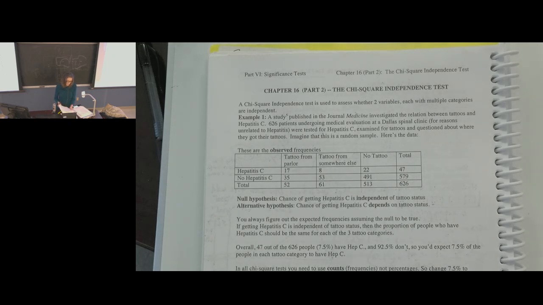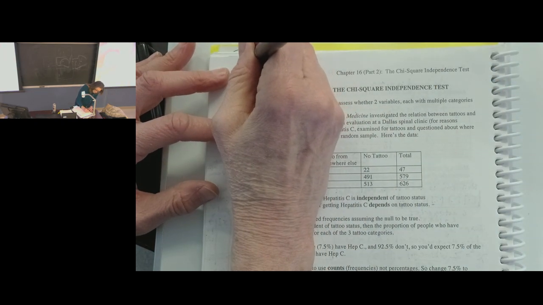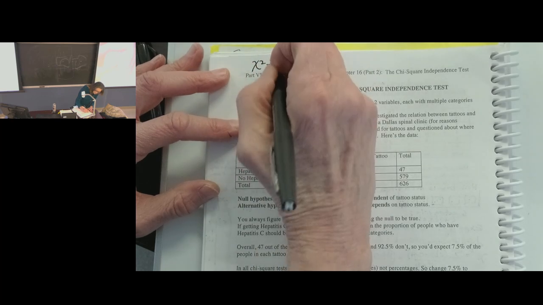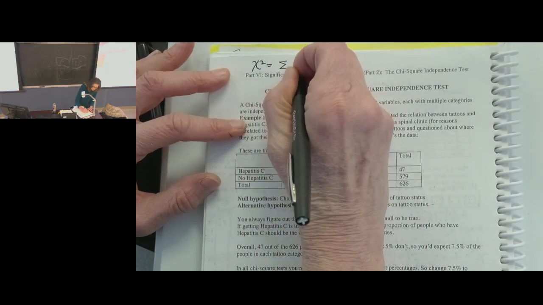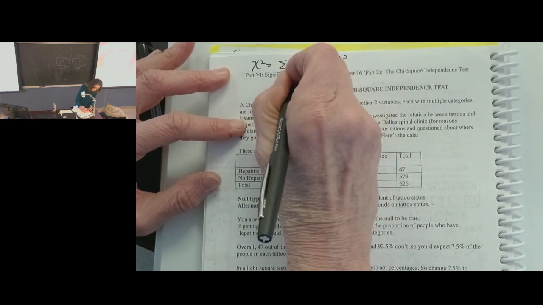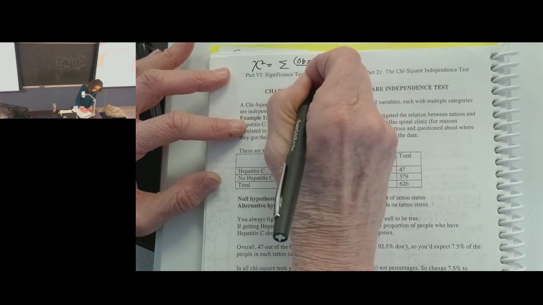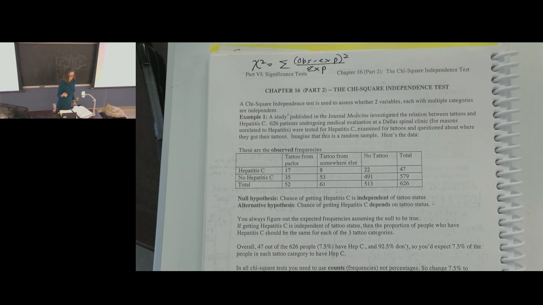Okay, so let's look at this. So first let's write down our statistic because we're using the same one. See if you can remember it. We're still going to be using chi-squared is equal to the sum over all the categories of your observed minus your expected squared over the expected, and they're always counts. Okay.